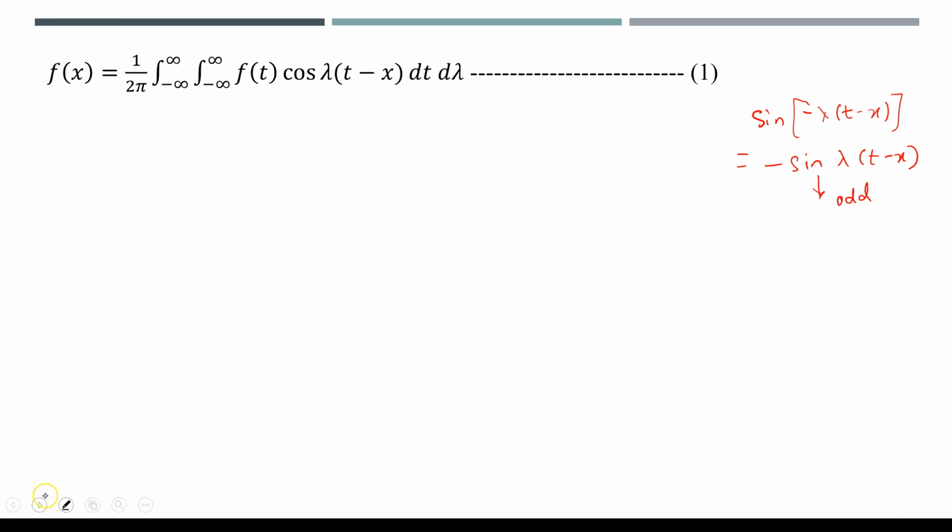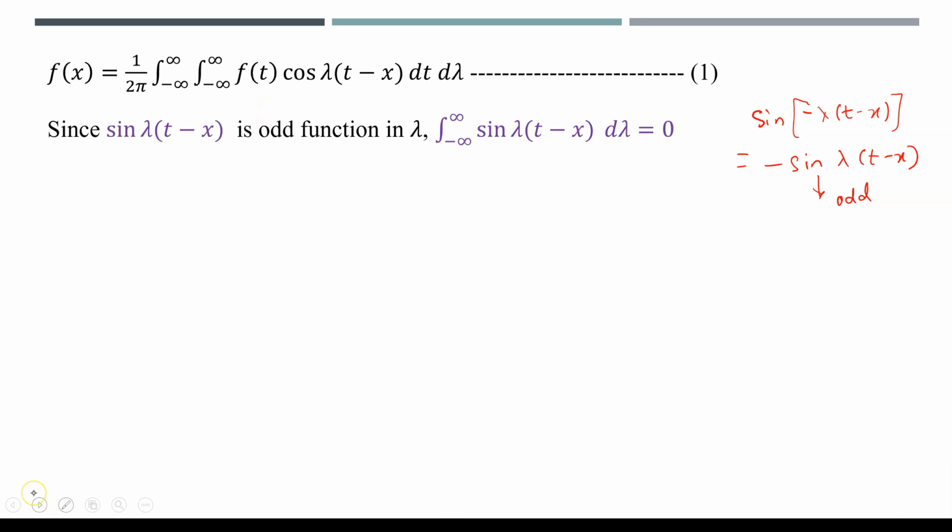If this is an odd function, then according to the definite integration formula, integral minus infinity to infinity sine lambda into t minus x d lambda equals 0, because we know the integral from minus a to a of f of x dx equals 0 when f of x is odd. So according to that formula, this integral is 0. If this integral is 0, then if you multiply this sine term by any term, except 0, that will be equal to 0.